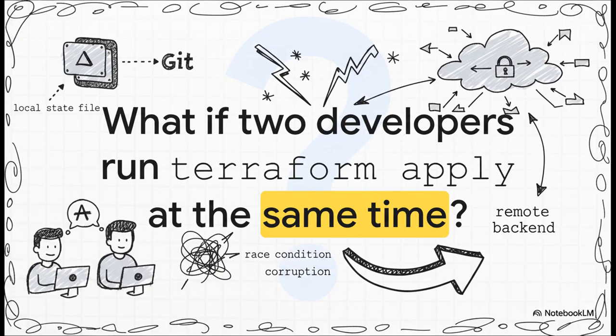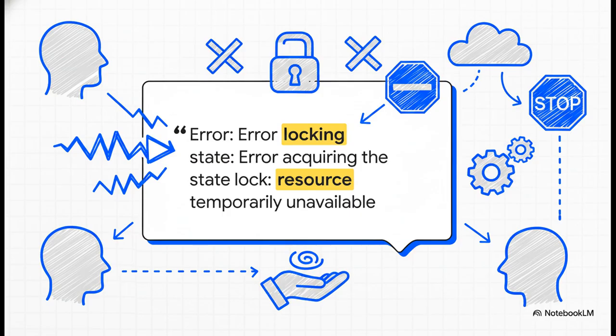What happens if Abdul and Lee both try to run Terraform apply at the exact same moment? We know with a local file in Git, it's a race to disaster. But with a remote backend? The second person to run the command gets this message.